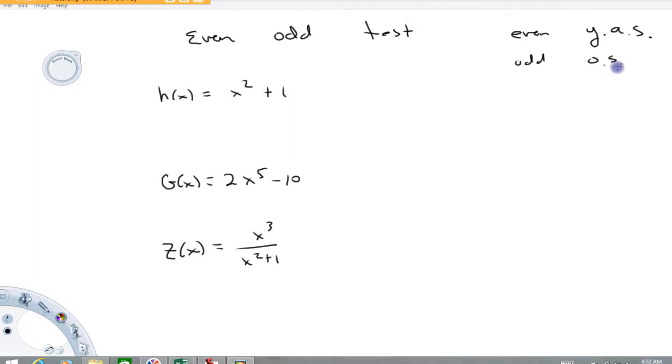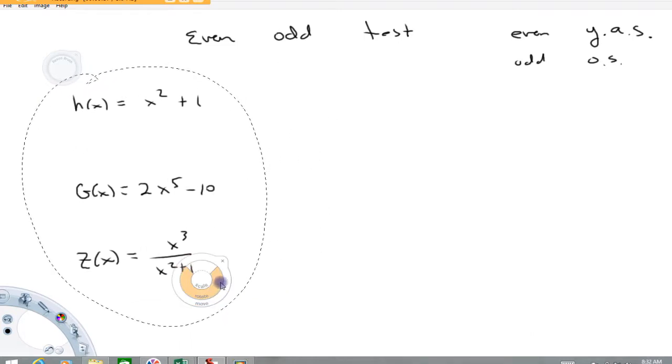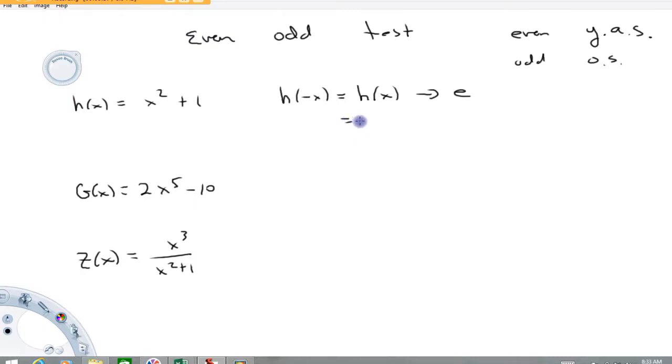So what we're going to do is walk through this example, testing each of these functions for even versus oddness. I'm going to take them and move them over here a little bit first. All right, let's start with h of x. So the test for symmetry is this. You look at h of minus x. If you get the same function back out again, then the function is even. So if h of minus x is equal to h of x, then the function is even. If it's equal to minus h of x, the function is odd. And if it's neither of these, then it's neither.